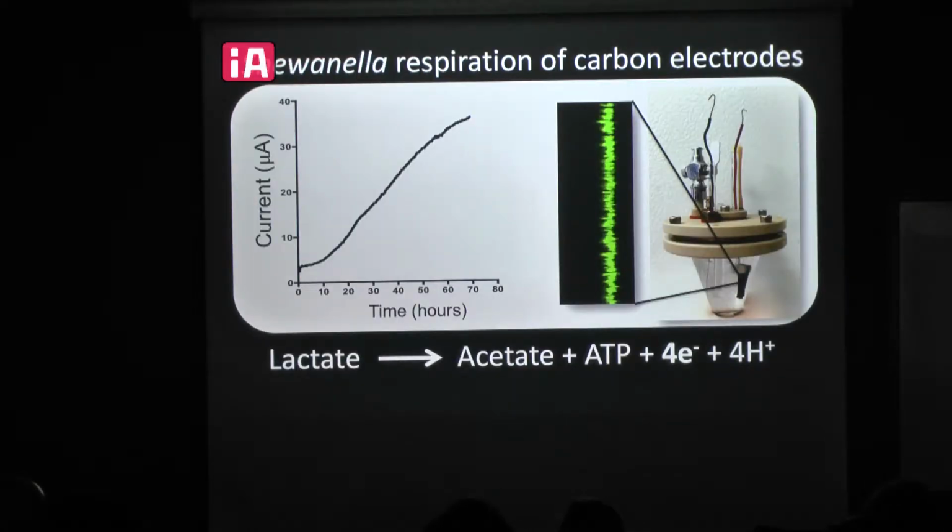So going back to the electrode system, this is the reaction that these little bacteria are catalyzing. They're eating lactic acid or lactate under anaerobic conditions. They're generating acetate. They get ATP from substrate level phosphorylation. And then they get these electrons that have to go away. And in these little bioreactors here, those electrons can be counted, every single one of them, as current over time.